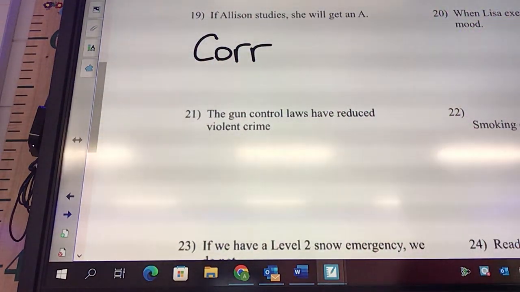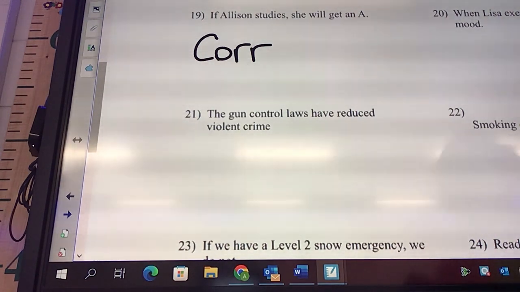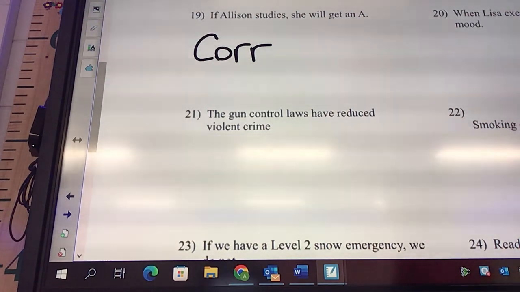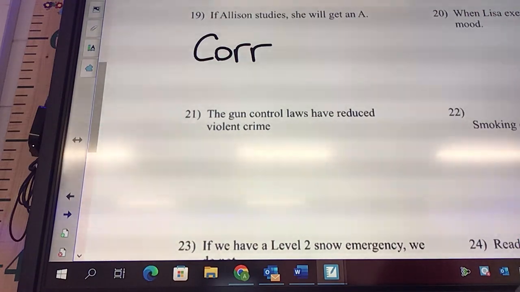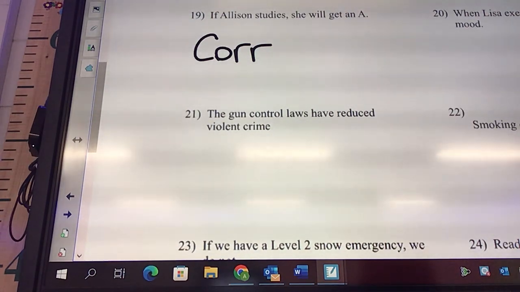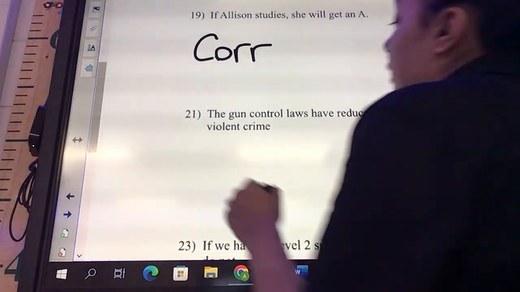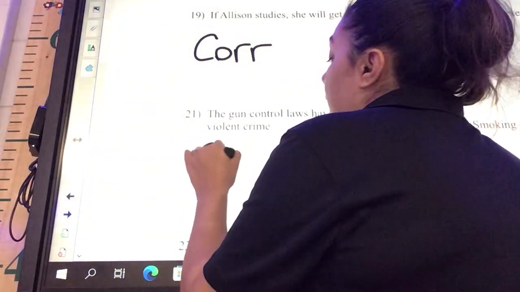Gun control laws have reduced violent crime, okay? So I want you to think about somewhere where they have super strict gun control laws. Has their crime gone down or up or what? Okay? Does gun control cause a reduction in gun violence? Okay, this one is going to be a correlation.